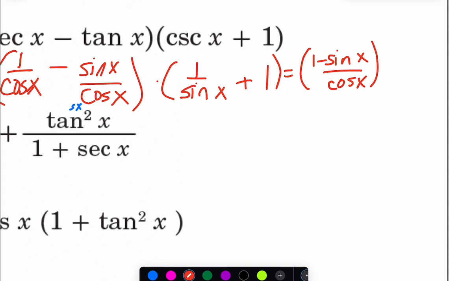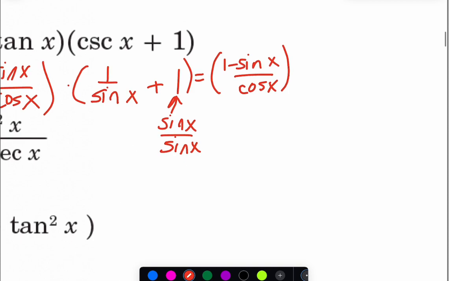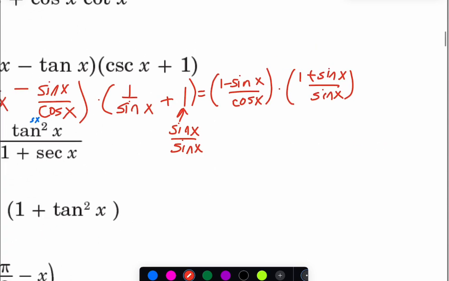Now the second one, I can get common denominators as long as I make this piece sine over sine. Just like before, you remember we made it 9 over 9 in that more numerical example. So this second piece is going to become 1 plus sine over sine. Another hint I'm going to give you.